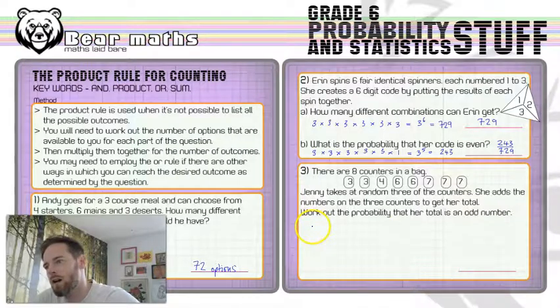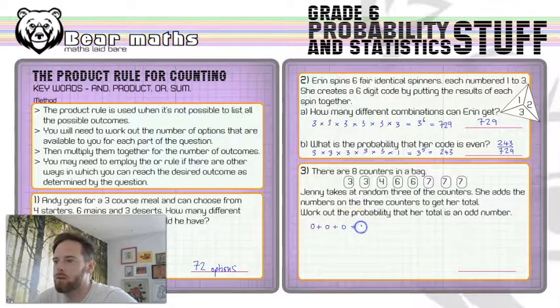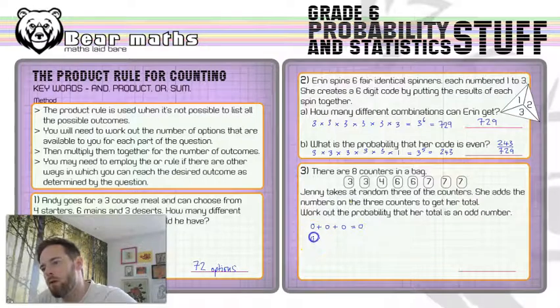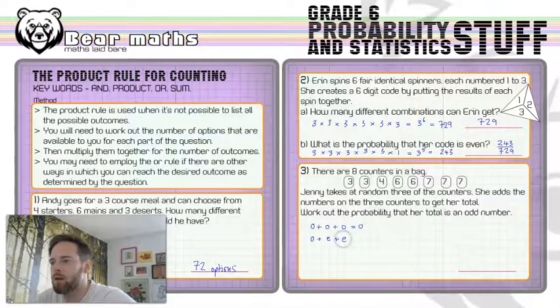So let's list: odd plus odd plus odd. If we did 3 odd numbers all added together, that would result in an odd number. And if we did odd plus even plus even, 2 evens added together would make even, plus an odd, that would turn it into odd. And then it could be a different way round, the same 3 things, but a different way round. So we could have an even number first, then an odd number, and then an even number.